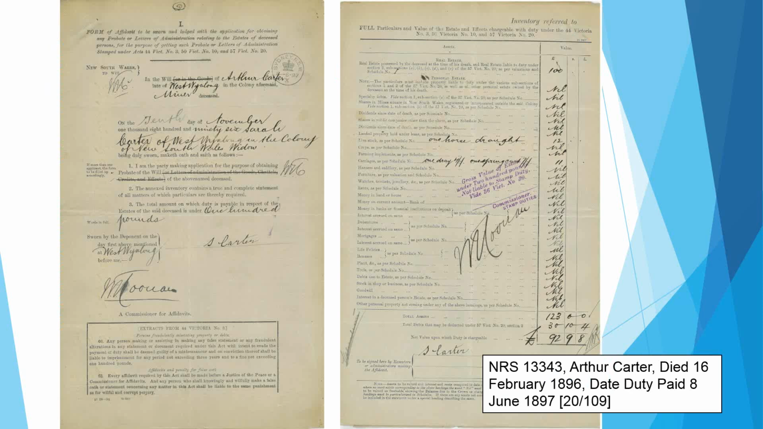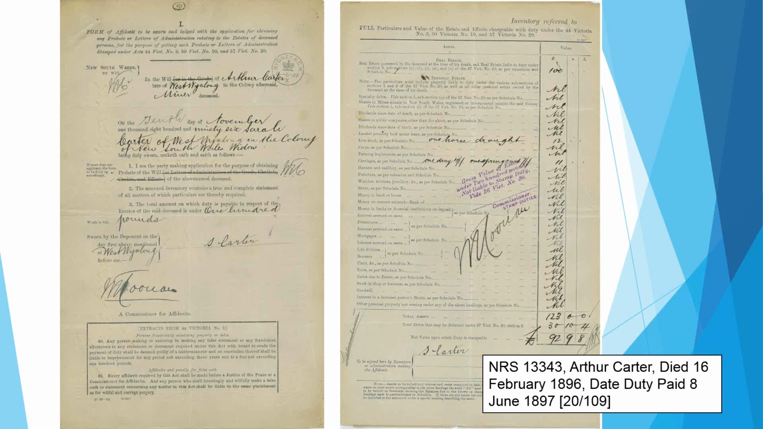Here we've got a copy of a very early deceased estate file. This is from 1897, and Arthur Carter, who was a miner in West Wyalong. He died in 1896. His widow was doing the deceased estate paperwork there. On the right-hand side, which is the inside of that form, they've put down that he owned one draft horse and one dray.